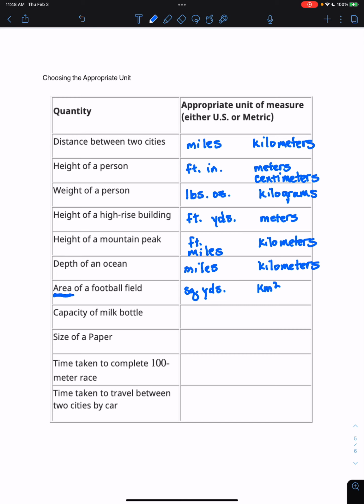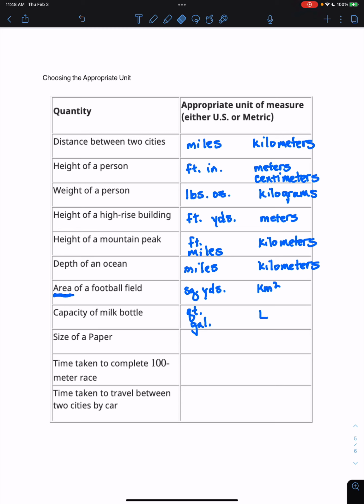Capacity of a milk bottle. We might use a quart. We might use a gallon or a half gallon. For the metric system, we would use liters.